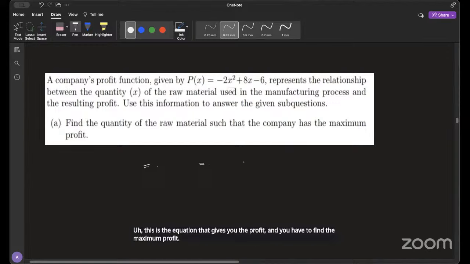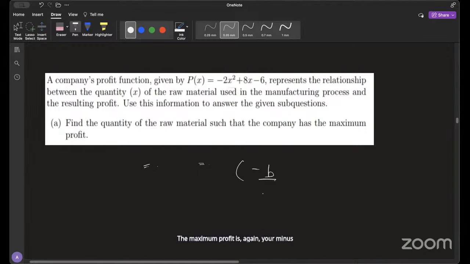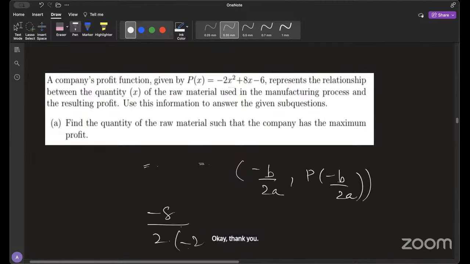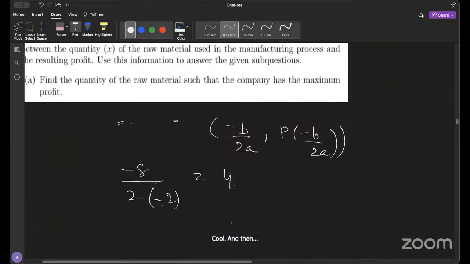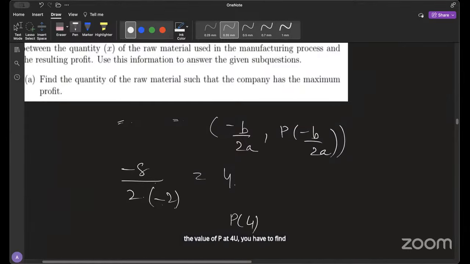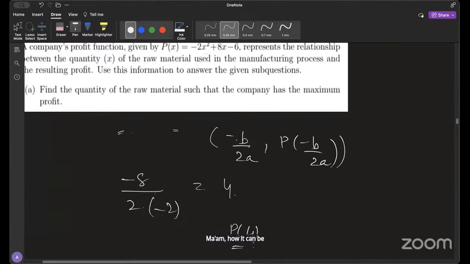The maximum profit is again at minus b by 2a, and you need p of minus b by 2a. So you just have to find minus b by 2a, which is minus 8 over 2 times minus 2. So this is 4, and then you have to find the value of p at 4. That's it. Ma'am, how can it be 4? It has to be 2, na ma'am. Minus 8 by 2 into... Yeah, it's 2. Sorry.